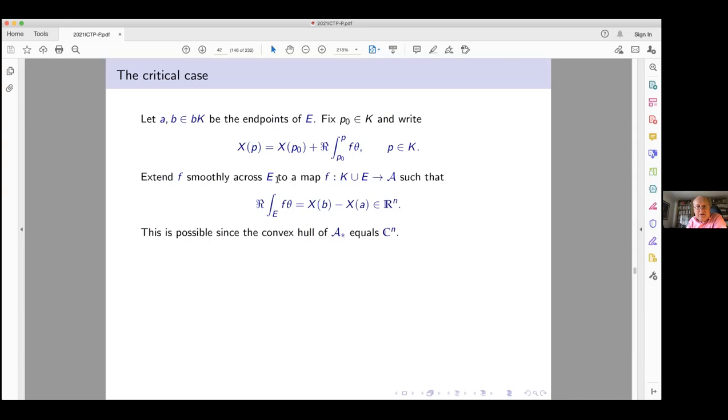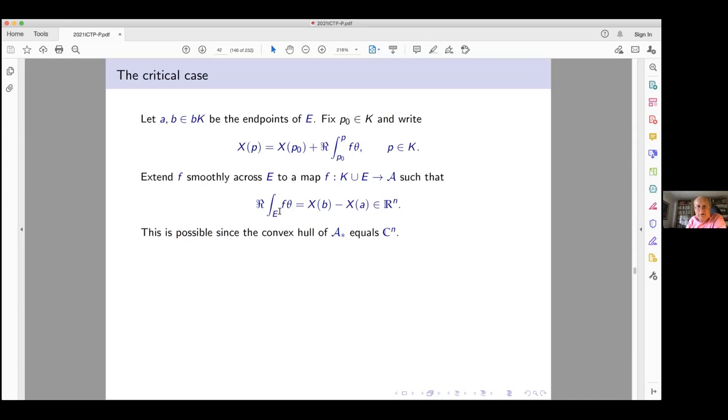I'm going to extend it smoothly across the arc to a map, there should be A star here, from K union E into A star, such that the real part of this integral over the arc is correct. And correct means that it has to be the difference of the values of the already given x at the two endpoints of the arc. Because if you do it this way, then it will work out. When you integrate, it will exactly match x at the endpoints.